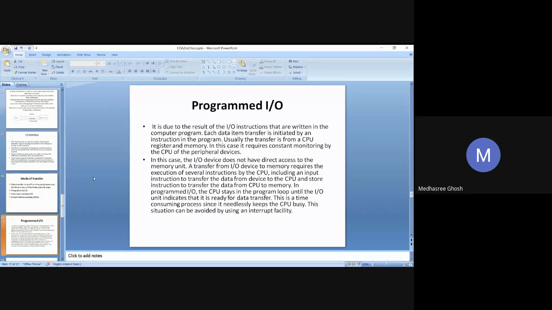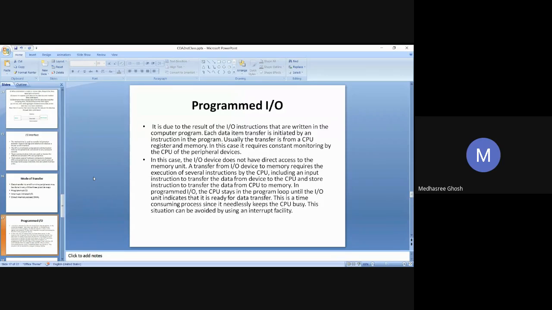Programmed IO. It is due to the result of the input output instructions that are written in the computer program. Each data item, please read it carefully, you will understand. Each data item transfer is initiated by an instruction in the program. Usually, the transfer is from a CPU register and memory.